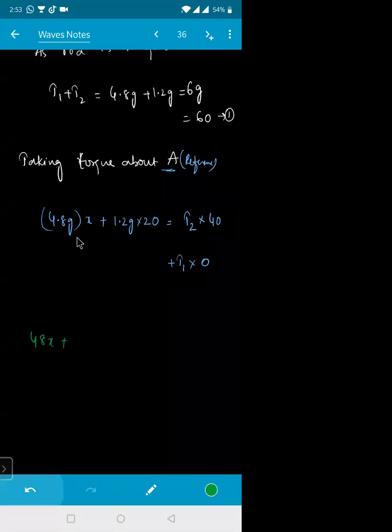The g you have taken is 10, 1.2 g into length 30 centimeters, that is 240. That must be equal to 40 times of your T2.